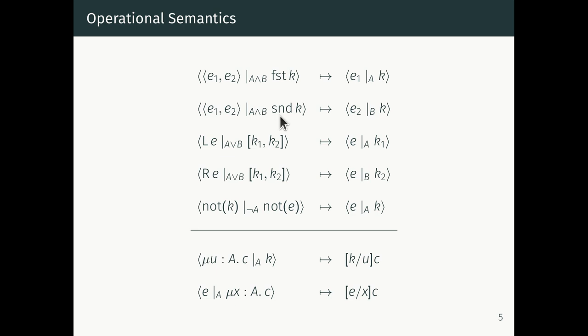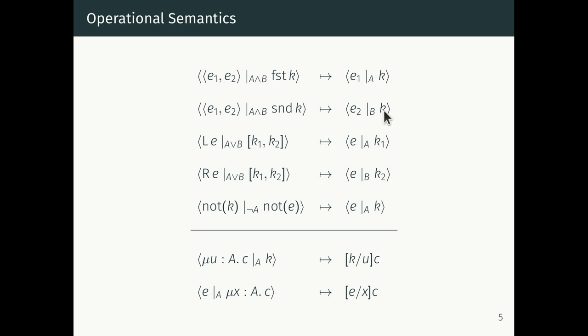And similarly, if we're refuting the second component of A and B, and we have a proof of A and a proof of B, then we don't actually need that proof of E1. It's enough to say that B is a contradiction between E2, which proves B, and K, which refutes B.